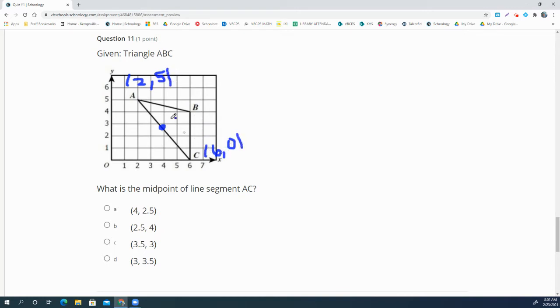My parentheses have fallen off. Right? So 6 plus 2 divided by 2. And 5 plus 0 divided by 2. 6 plus 2 is 8, and 8 divided by 2 is 4. So it's got to be this one. Always go back and plot. So 4 and then 2.5. If you go back and plot your answer, then you can verify that it's right.